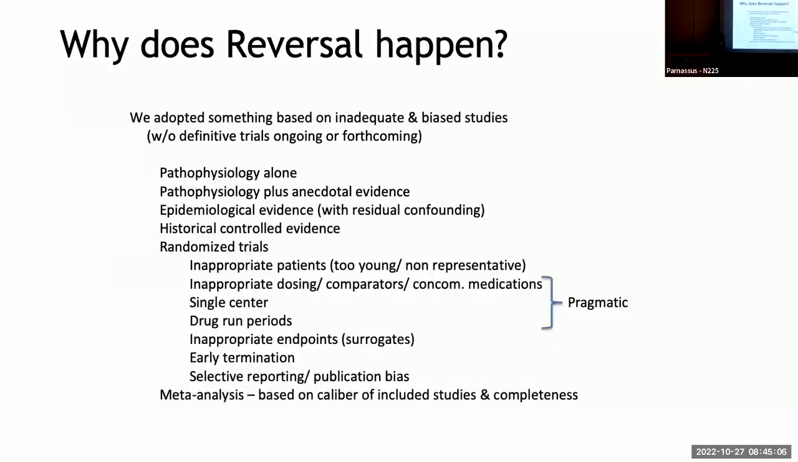Why does reversal happen? Why do we have medical practices that end up like this? And the bottom line is that always we adopted something based on inadequate and biased studies without definitive trials ongoing and forthcoming. And actually, this is one of my biggest problems with a lot of pandemic policy, is that you adopt something without ongoing efforts to reduce uncertainty. And why do you adopt things?